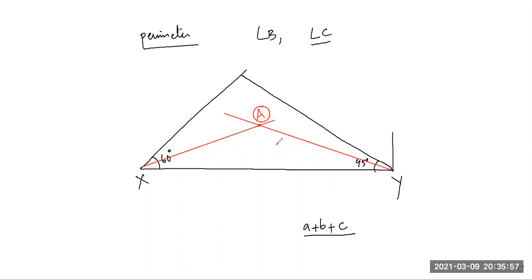Now, if you want to have the second and third vertex, simply draw the perpendicular bisectors of AX and AY. All right, perpendicular bisectors of AX and AY. So this is the perpendicular bisector of AX. This is the perpendicular bisector of AY. So now you got the second and third vertices of the triangle. Simply join AB, AC, you got the required triangle.